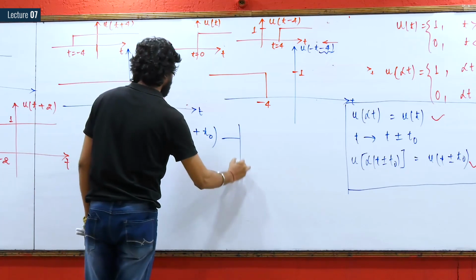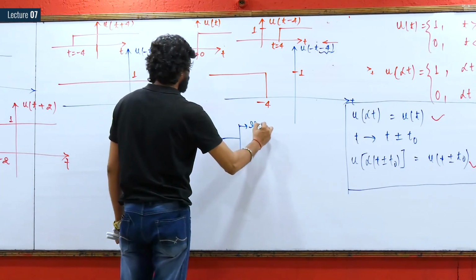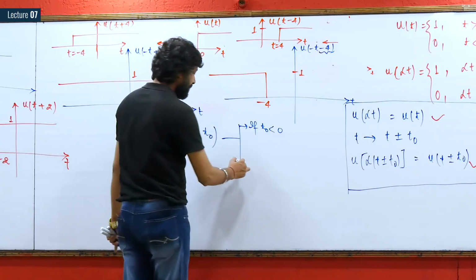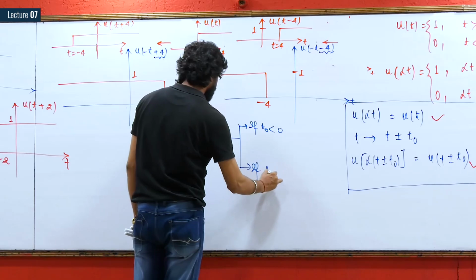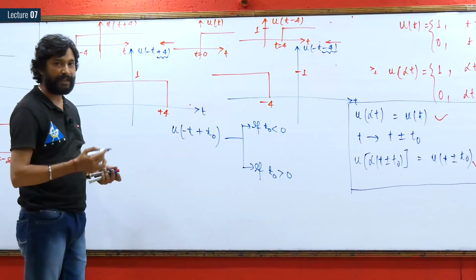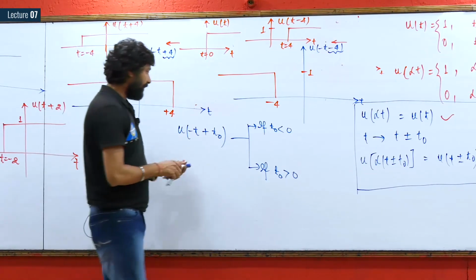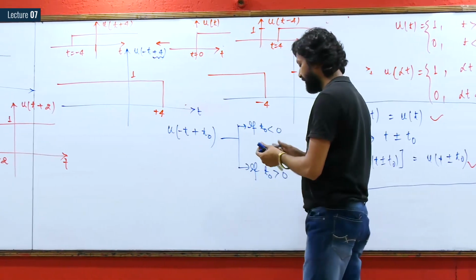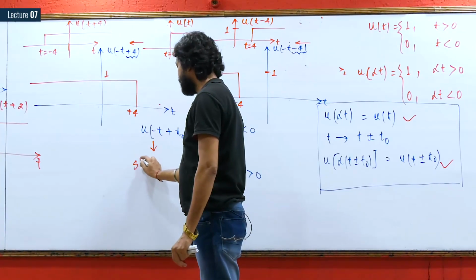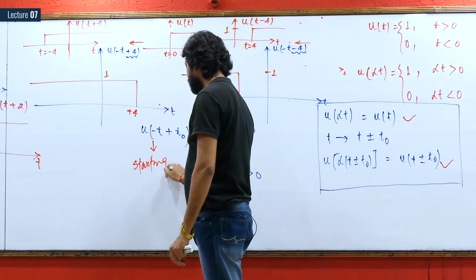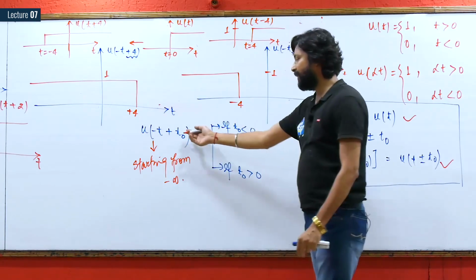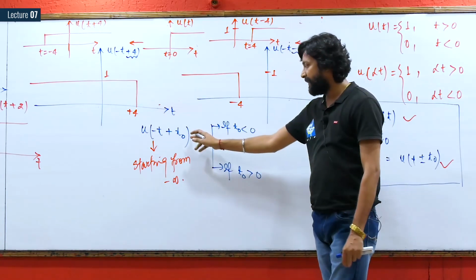In two cases, if t naught is less than 0, that is, if t naught is negative, like in this case, and if t naught is greater than 0, like in this case where the shifting is greater than 0, that is, if you are taking advancement. So now if you see here, in both the cases the signal will be starting from minus infinity. In both the cases, either t naught is negative or t naught is positive, the function will be starting from minus infinity.